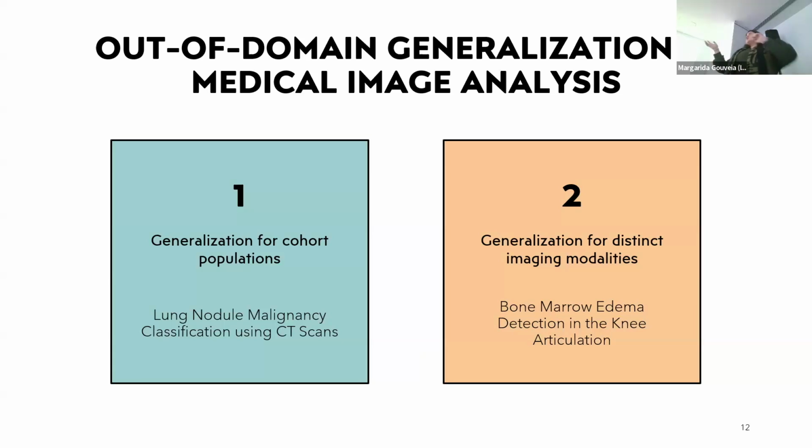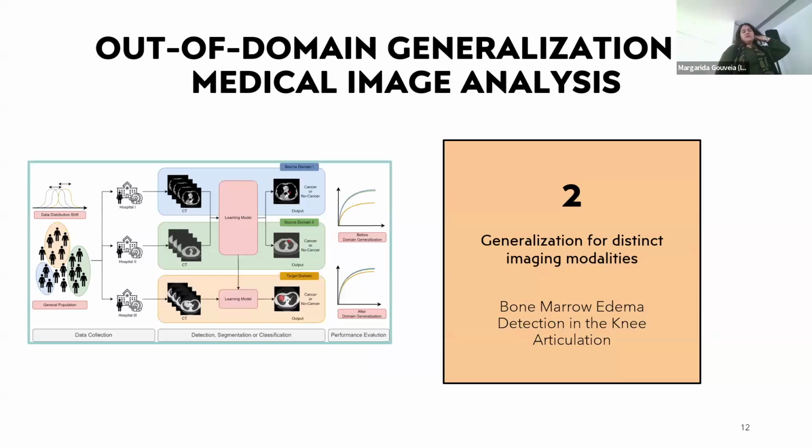So for generalization of core population, as you know, the group works a lot with lung cancer, and it is a use case where we already have some documentation of the lack of generalization. So we train models on one data set, we apply the models to a different data set, and the performance decays. So the first use case is based on classifying lung nodules.